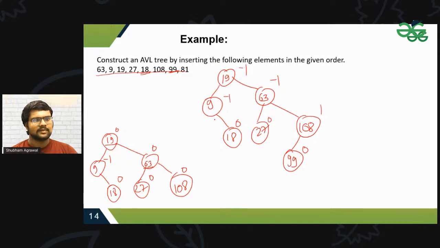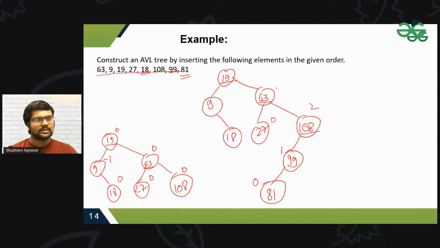So when we insert 81, it will be inserted here. First we will compare with 19, so it is greater than 19, then 63. Then we will go to the right of 63, so it is 108, and it is less than 108, so we will go to 99, and it is less than 99, so it will come here. Okay, again we will compute the balance factor here, so it will be 0, it will be 1, it will be 2, it will be 0, and it will be minus 2.